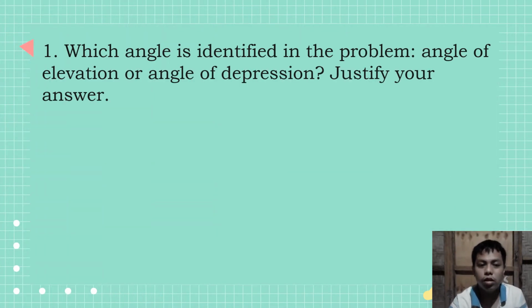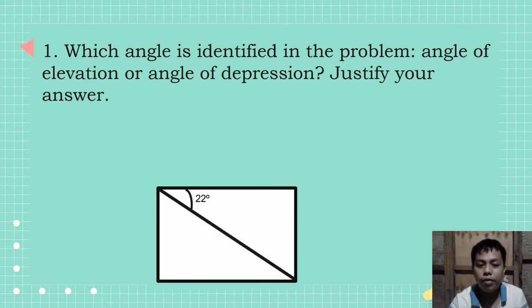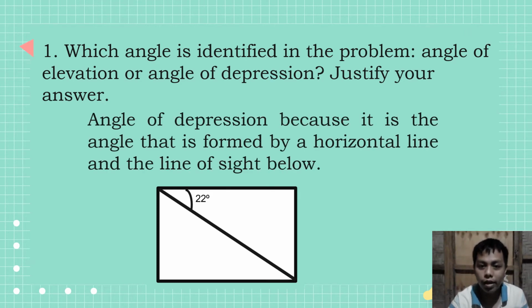Question number 1. Which angle is identified in the problem? Angle of elevation or angle of depression? Justify your answer. So we have the figure here. The angle is 22 degrees. This is the angle of depression. Why? Because it is the angle that is formed by a horizontal line and the line of sight below.